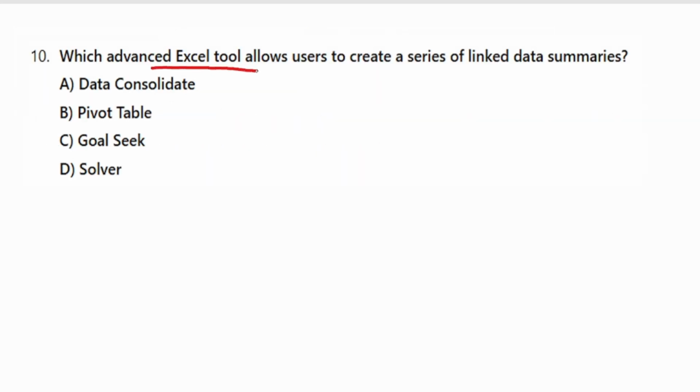Now move to the next question. Which advanced Excel tool allows a user to create a series of linked data summaries? The correct option here is the pivot table, because a pivot table enables a user to create a dynamic summary by grouping, sorting, or calculating data across a linked table, unlike Goal Seek, data consolidation or Solver, which only focus on a single value or optimization.